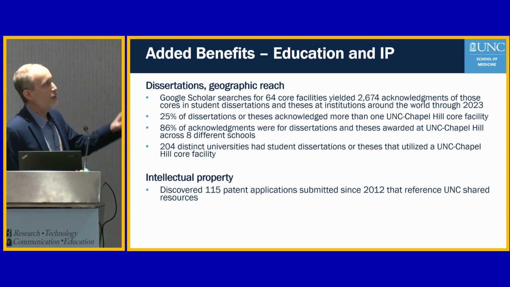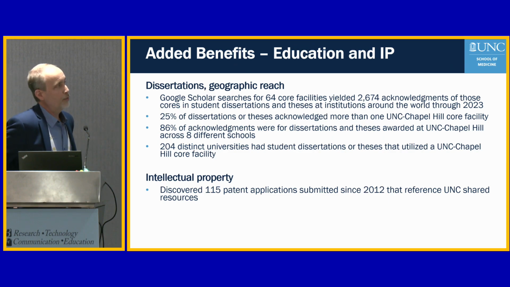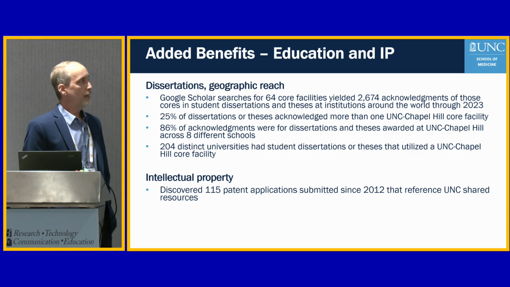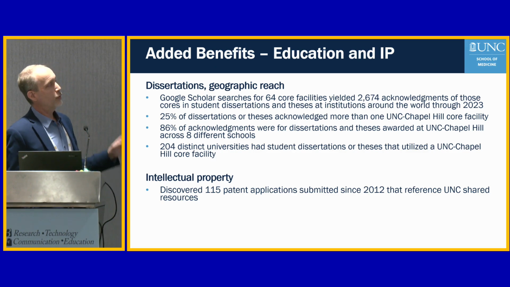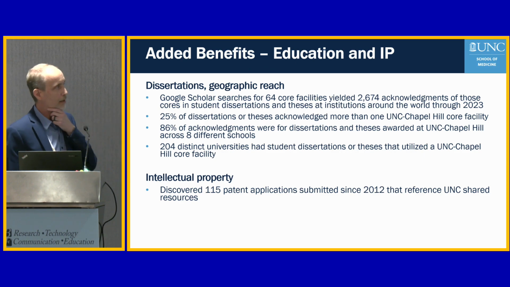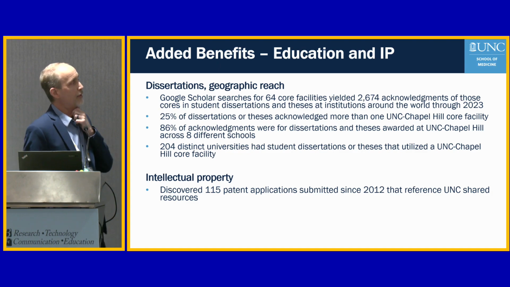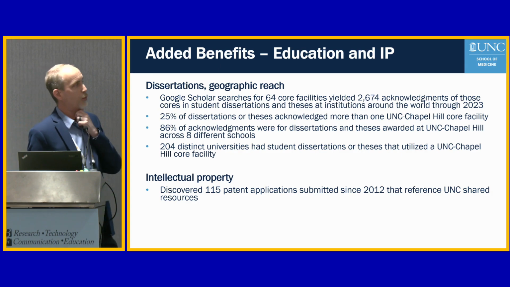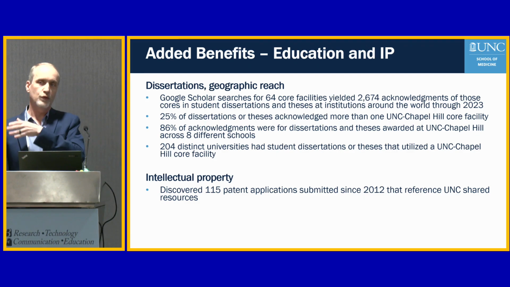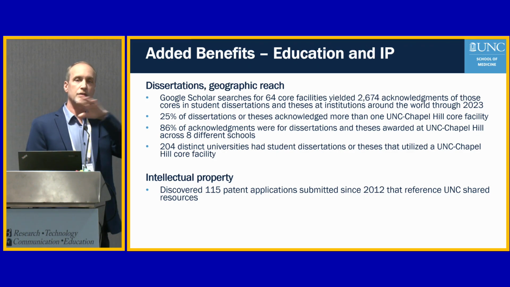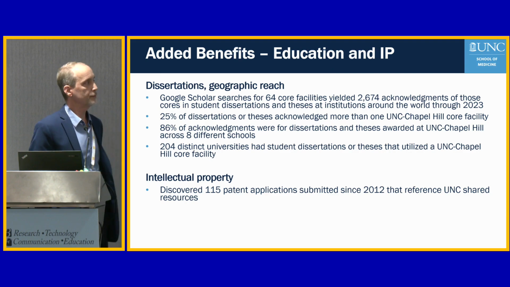And so when we looked at that same number of 64 cores, we found that there were actually more than 2,600 acknowledgments of those cores in dissertations and theses at institutions around the world through last year. And I'll show you a map in a minute what I mean by that. But 25% of those dissertations acknowledged more than one core at UNC Chapel Hill. And 86% of the acknowledgments were for dissertations and theses awarded across 8 different schools. So we have a wide reach at our own institution, but also globally.